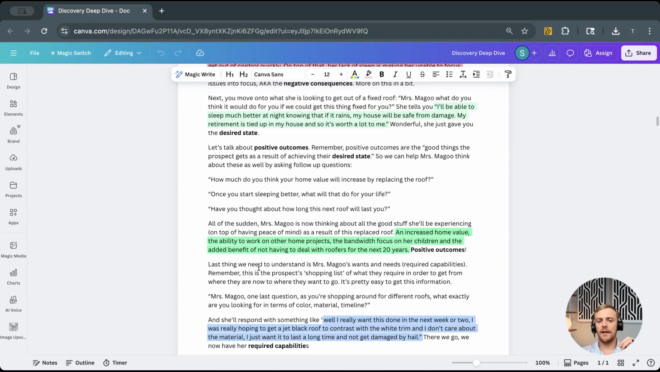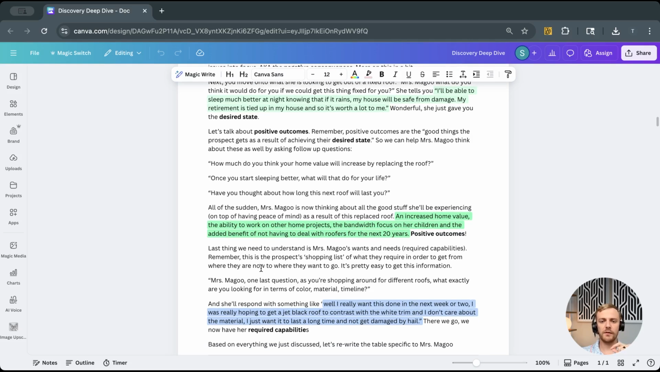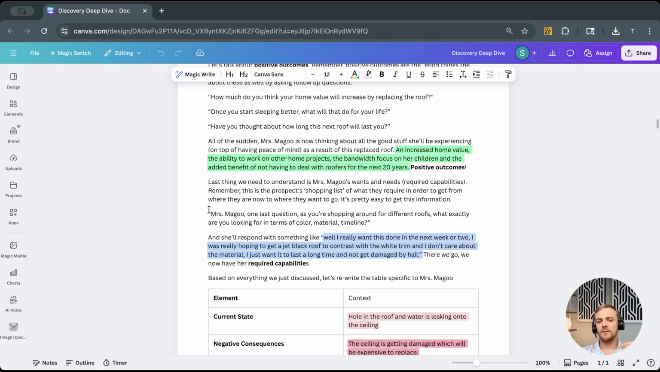Okay? So then lastly, we need to understand what Mrs. Magoo wants and needs, aka required capabilities. This is, as a reminder, her shopping list of what she requires in order to get from point A to point B, where she is today to where she wants to go. Mrs. Magoo, one last question.